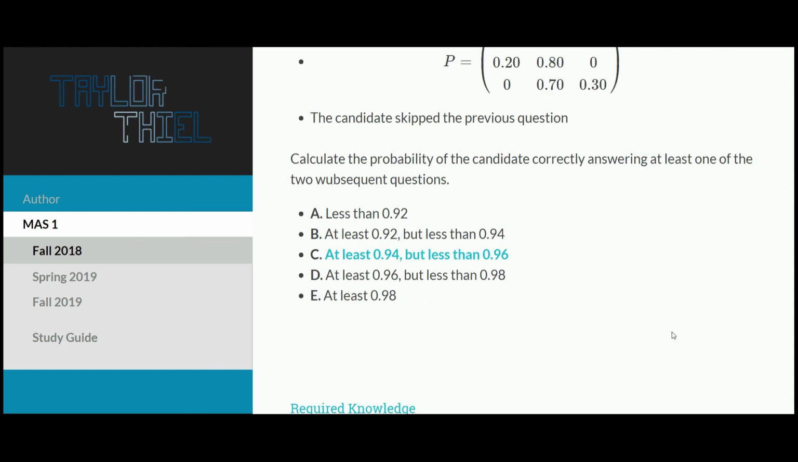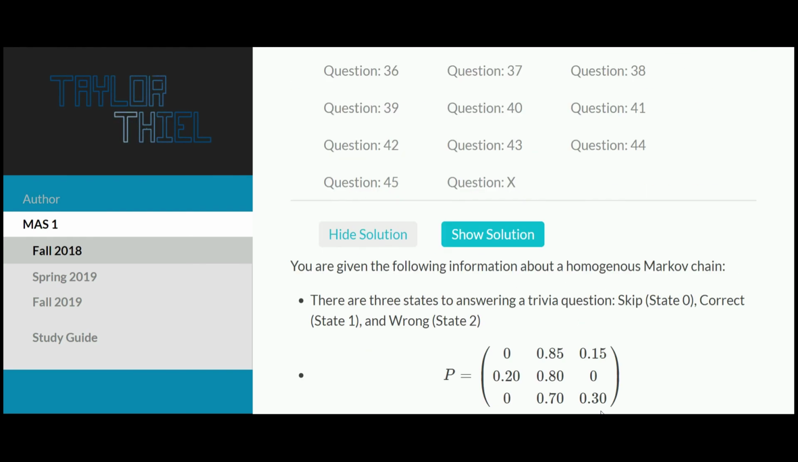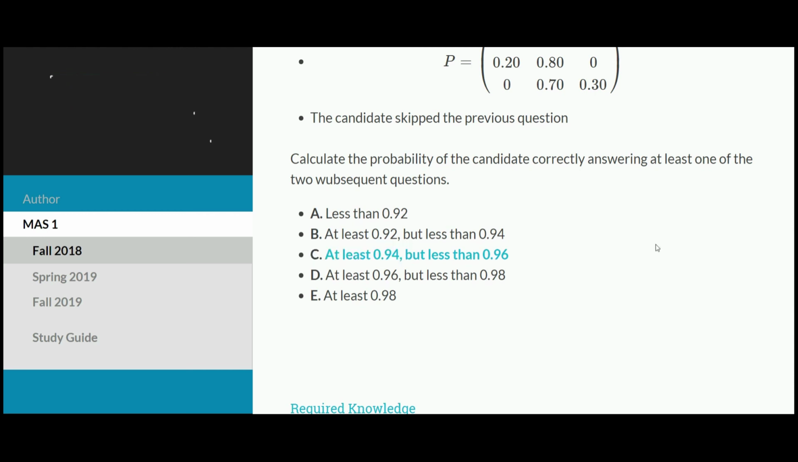At this point, I would scroll back up and ask, what's the question? Calculate the probability of the candidate correctly answering at least one of the two subsequent questions. If I get this one correct, then I'm all set. I don't care if I skip or I'm correct on the next question because I got this one right. So these both work. And if I'm wrong, but then I'm correct, I still got at least one right, and that's 10.5%. You can either add these three probabilities together, or do 1 minus the one case where it doesn't happen, where I'm wrong and then wrong again. This is less math, so I chose to do it this way. So 1 minus 4.5% is 95.5%. Scrolling back up, we see that corresponds to C, so that is our final answer.